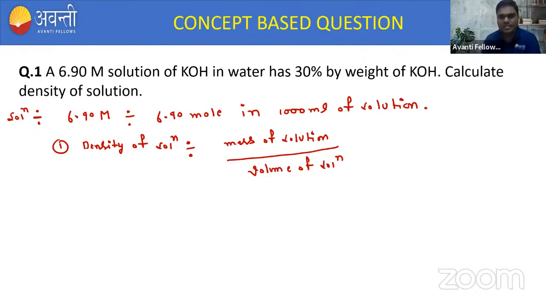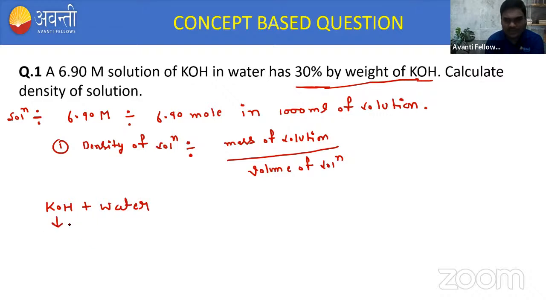Now, what is the mass of the solution? How will you calculate this mass of the solution? In this question, it is already given that there is 30% by weight of KOH. So in this solution, we have a binary solution of KOH in water, right? So we have KOH and water. We know that KOH is only 30%. 30% means what? 30 gram, right? And water is what? That is 70 gram.